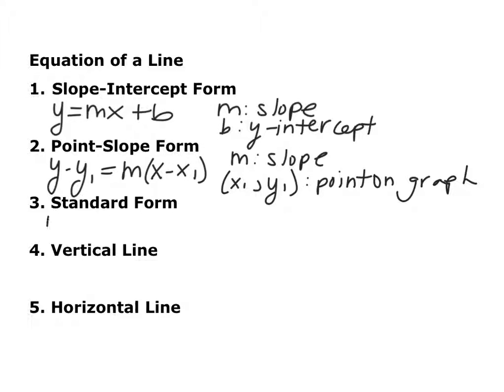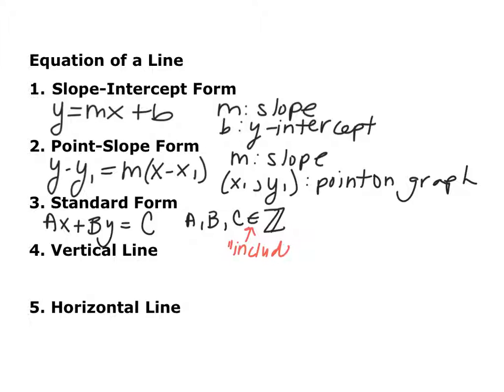The next is standard form. You don't see standard form a whole lot. It has very limited uses. Ax plus By is equal to C, where A, B, and C are all integers. This means they are included in the set of, or are, in the bold-faced Z, which means integers. There's not a whole lot of uses for standard form unless you're doing x and y intercepts. Otherwise, we don't really use it a whole lot.